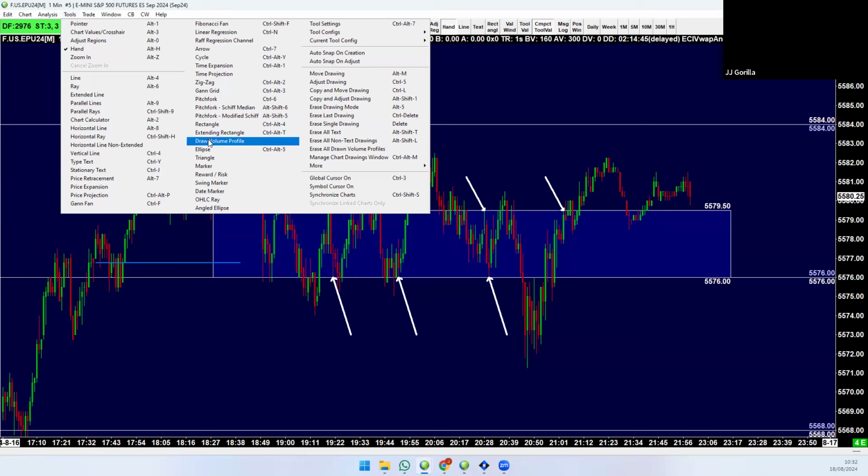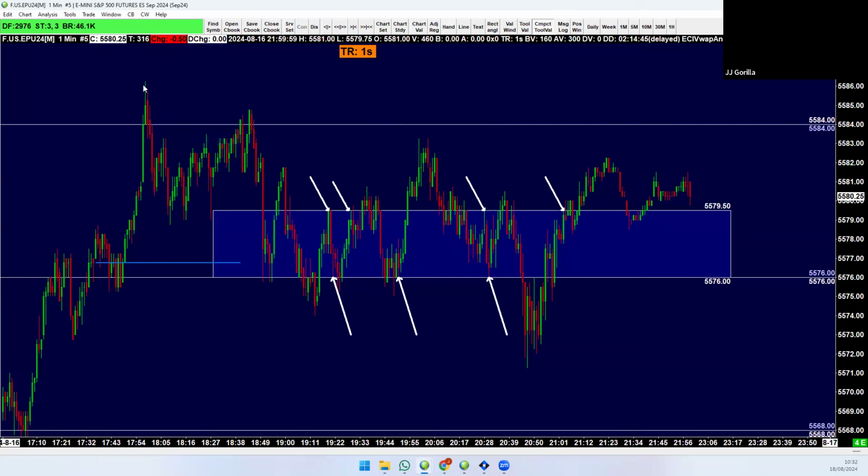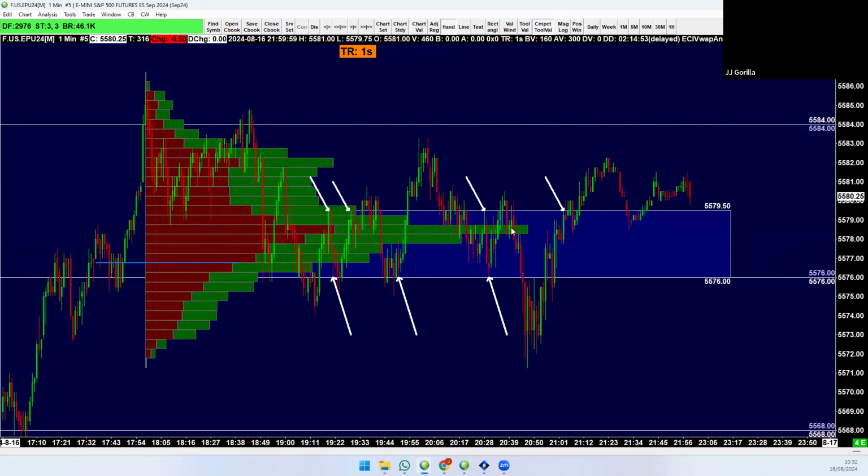Now, if I draw a volume profile from this high to the low, you'll see that the bulk of that volume is in the cost basis. That's what we're looking at, this part right here. You volume profile traders call this a high volume node. It's a fancy way of saying that's where all the goodies are.